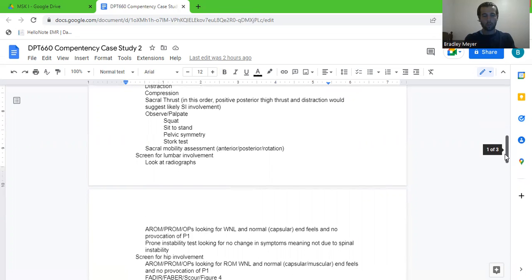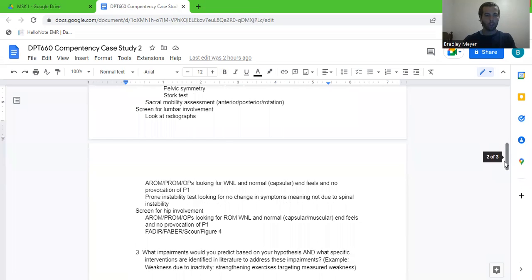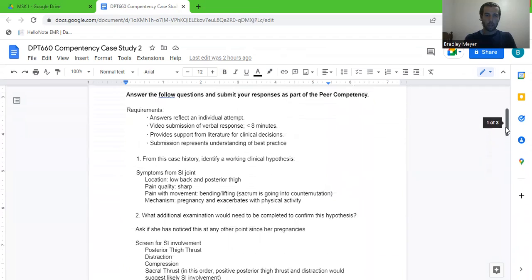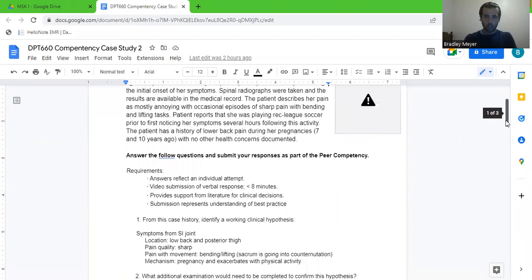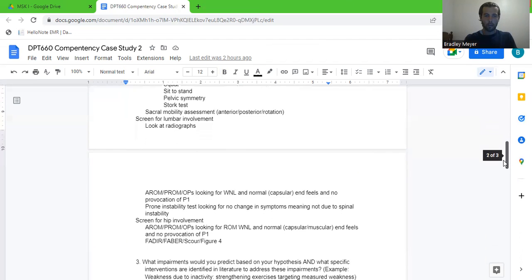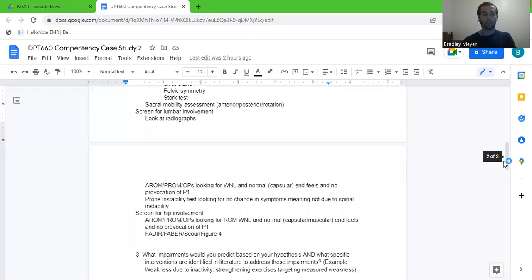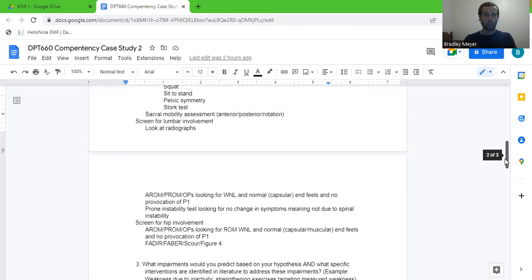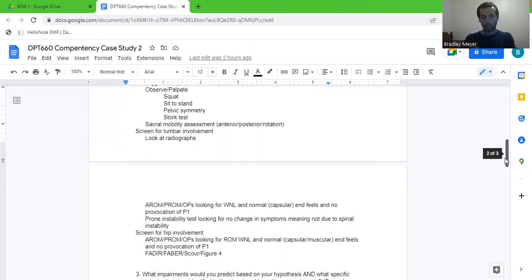So to rule out lumbar involvement, you can do active and passive range of motion, looking for a range that's within normal limits and a capsular end feel without provocation of P1. Also, we could do the prone instability test, which might be good to do if she's having pain with lifting. If there is some instability in the spine, that might cause some problems for lifting, but to rule it out, we look for no change in symptoms with the prone instability test, whether her legs are down off the table or when she's lifting them up. It would also be good to look at the radiographs that she had from her doctor's visit.